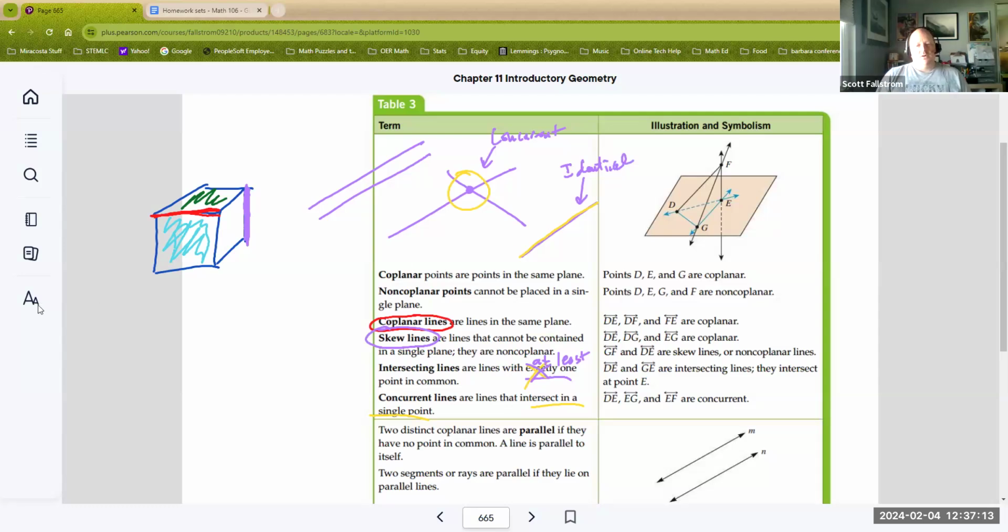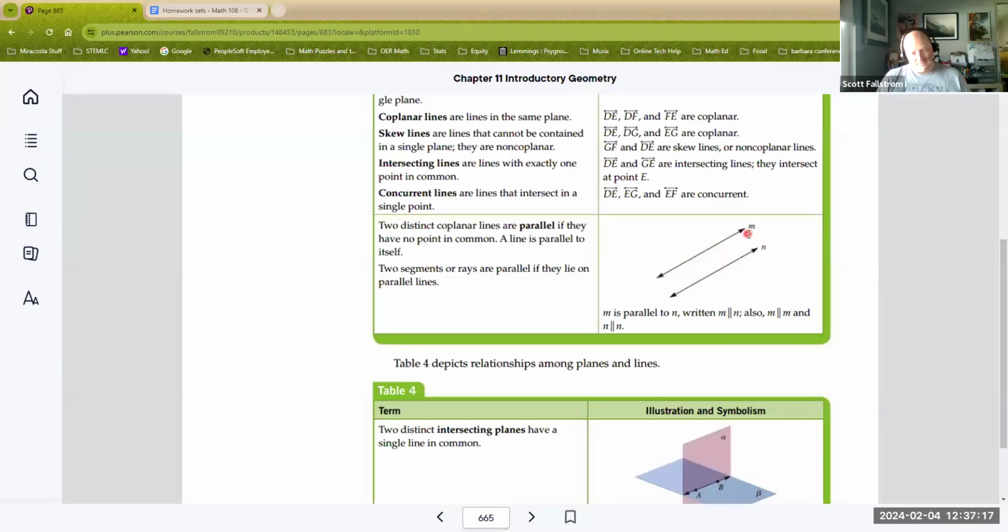Lots of terminology here. Parallel, what does it mean? They don't intersect and they are in the same plane. Now we do have a new symbol. Some of you might remember this. If I say line M is parallel to line N, we draw two vertical lines really close to each other, right between them.